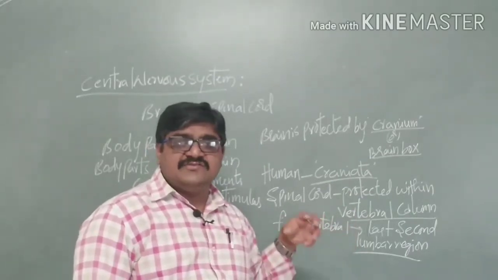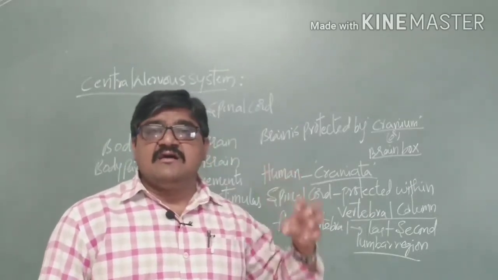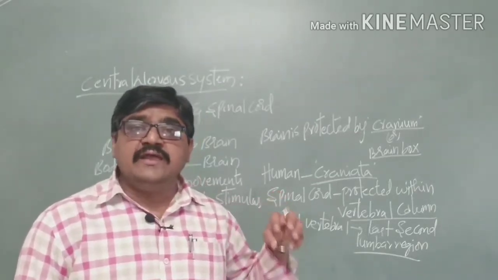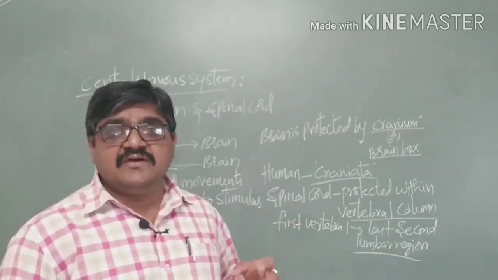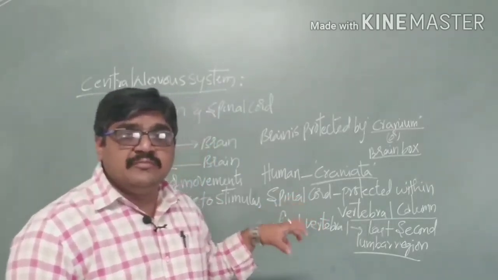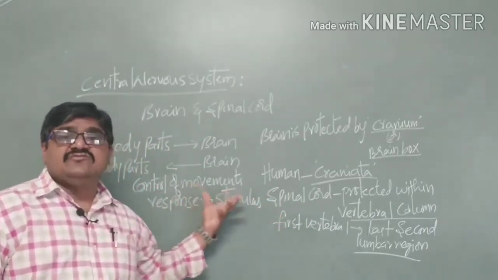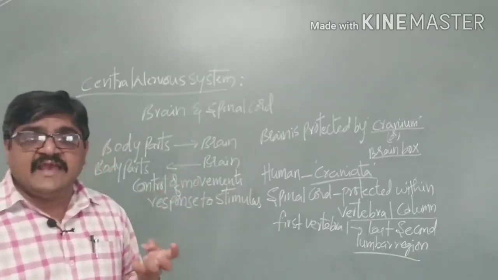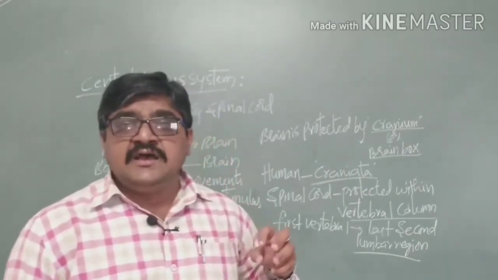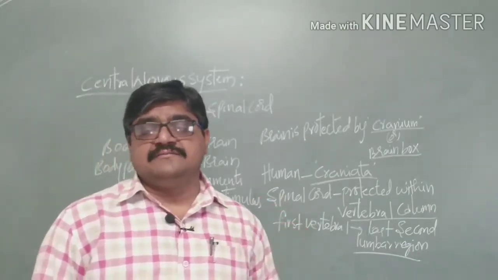Why do they have to be protected? Because these are the two important organs present in the central nervous system. They are helpful for control and coordination, including controlling movements, and a response to a stimulus takes place with the help of these two structures of the central nervous system, the brain and the spinal cord.